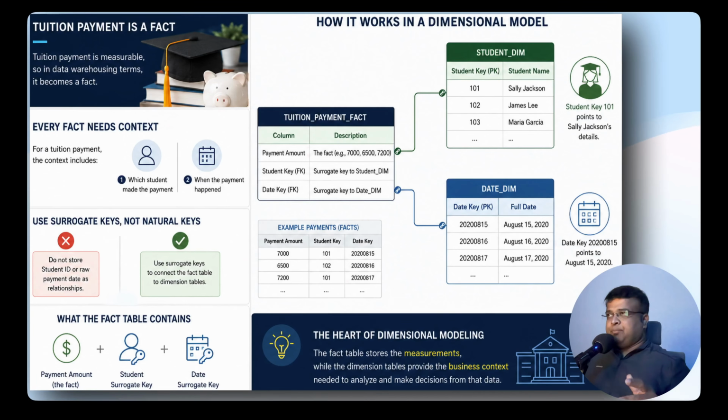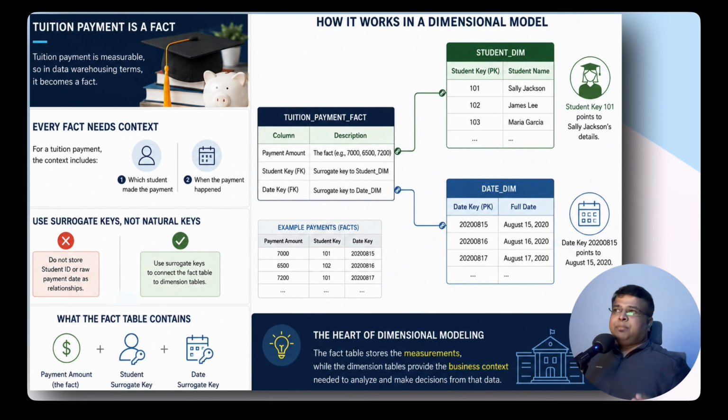Now here's the important part. If the table only stores numbers like 7,000 and 6,500 or 7,200, those numbers alone are not going to tell us much. Every fact needs context. For a tuition payment, the context might include which student made the payment and when the payment happened. Without that information, the measurement is almost meaningless.